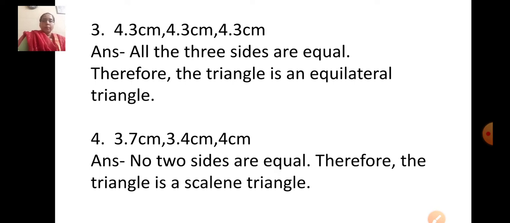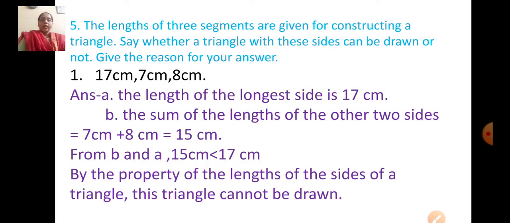Now question number 4: 3.7 centimeter, 3.4 centimeter and 4 centimeter. So here again no two sides are equal. All the three sides are different. Therefore this type of triangle is a scalene triangle. Clear children? I hope you all must have understood. Okay. Now let us see the fifth question.